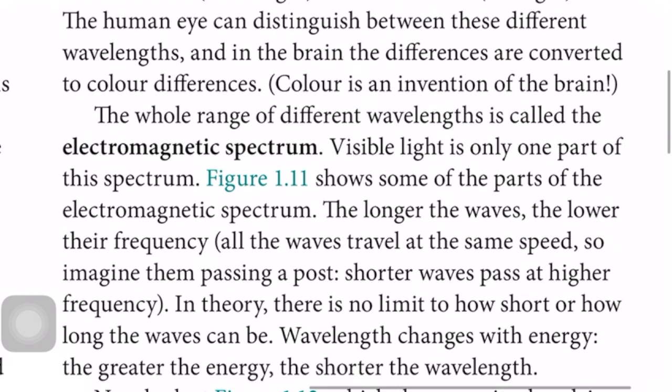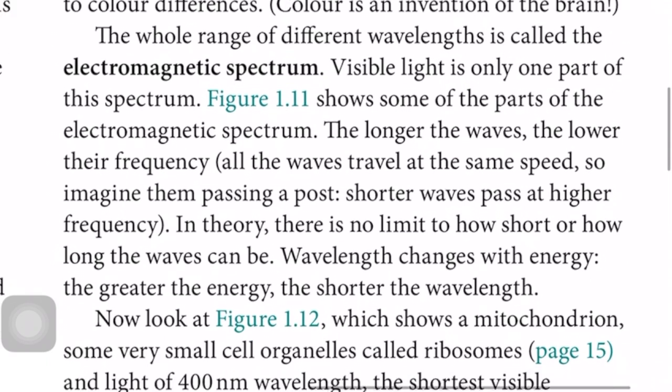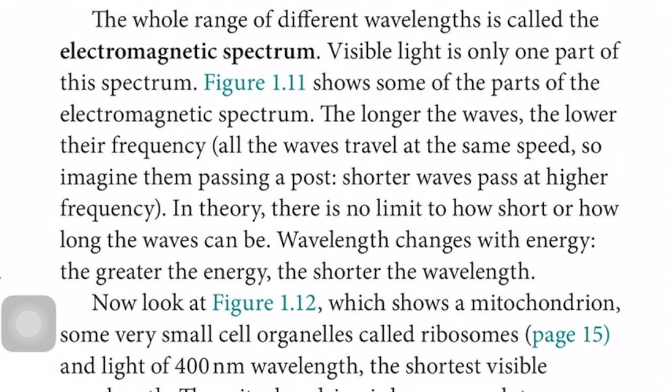The human eye can distinguish between these different wavelengths, and in the brain, the differences are converted to color differences. Color is an invention of the brain. The whole range of different wavelengths is called the electromagnetic spectrum. Visible light is only one part of the spectrum. Figure 1.11 shows some of the parts of the electromagnetic spectrum.